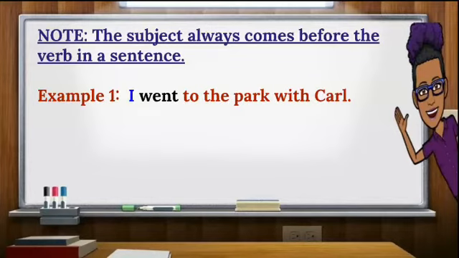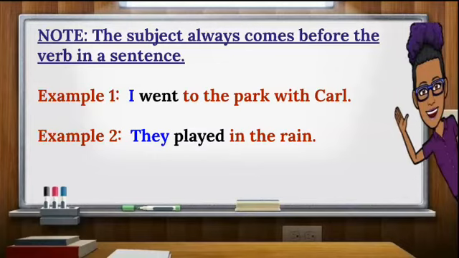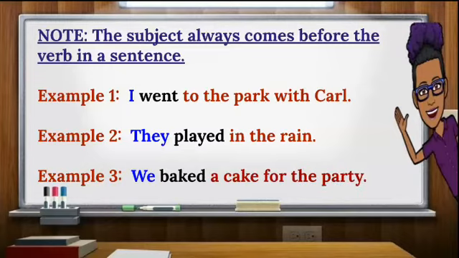So example 1, where we have the subject pronoun I. I went to the park with Carl. Example 2, they. They played in the rain. So the subject pronoun they comes before the verb played. And remember, the subject performs the action. So they played. And example 3, we baked a cake for the party.